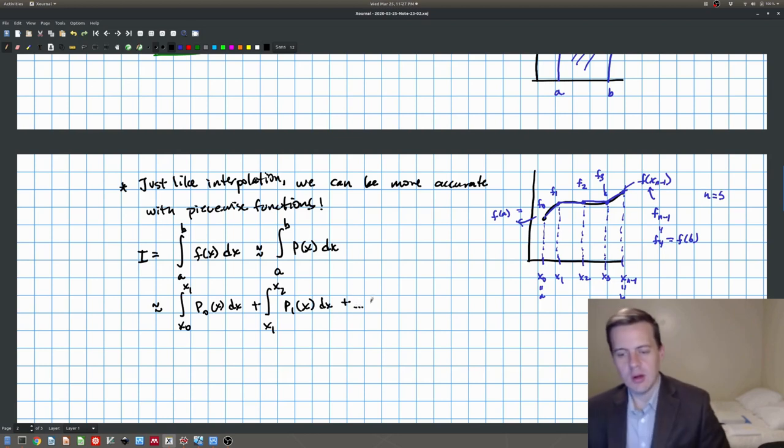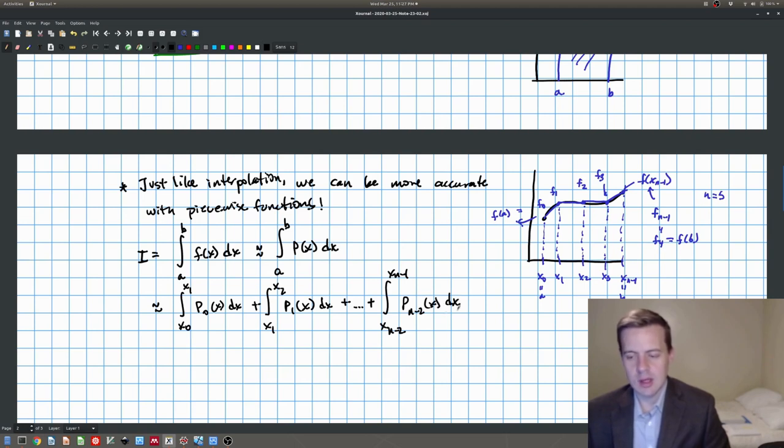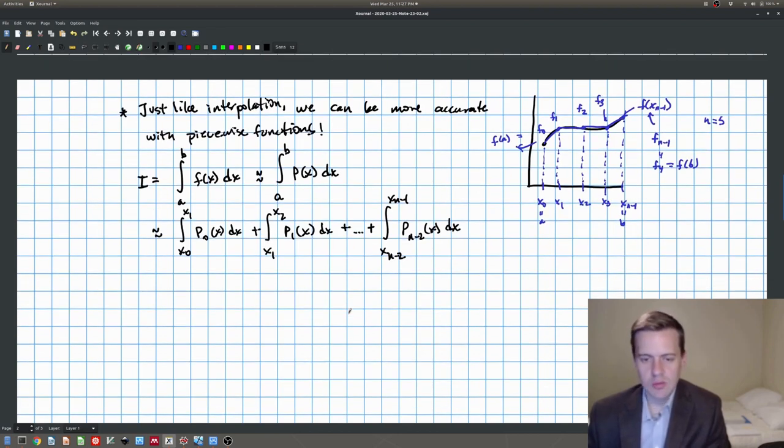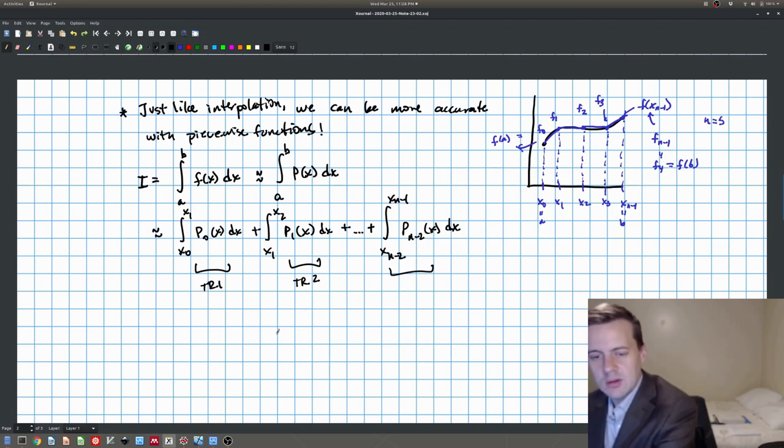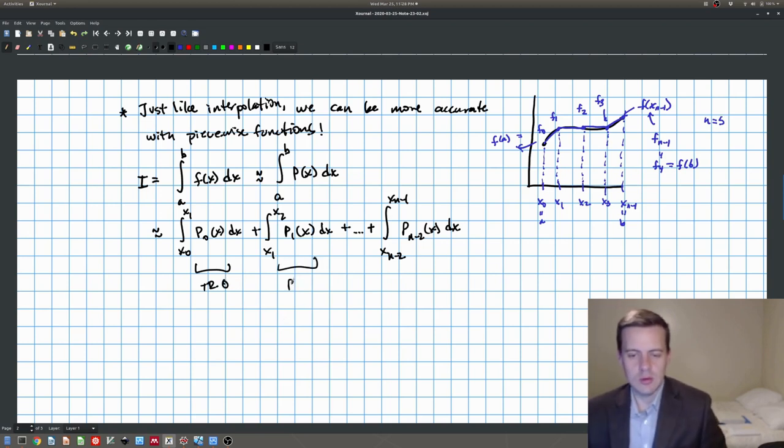Let me just put dots there. From x n minus 2 to x n minus 1 of p n minus 2 of x dx. All right? So I'm going to keep adding up these pieces as I go along, over these intervals, and now I've broken it up piecewise. So now I can go through and write a trapezoidal rule for each one, right? So trapezoidal rule 1, trapezoidal rule 2, etc. Trapezoidal rule, I guess I should call that one 0. Trapezoidal rule 0, trapezoidal rule 1, and then trapezoidal rule n minus 2.